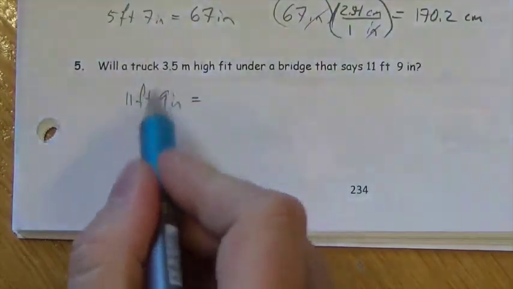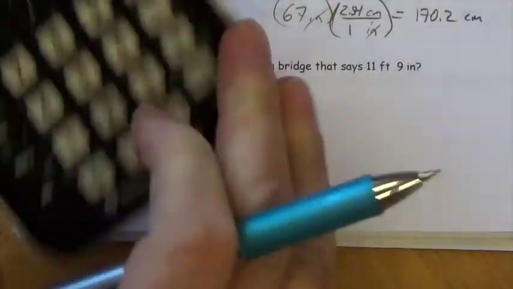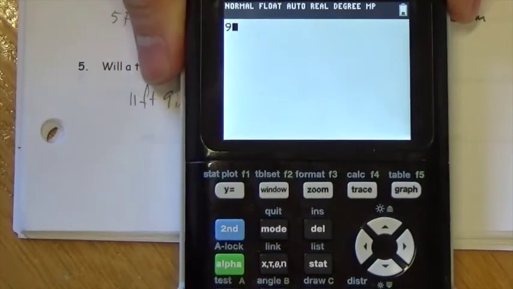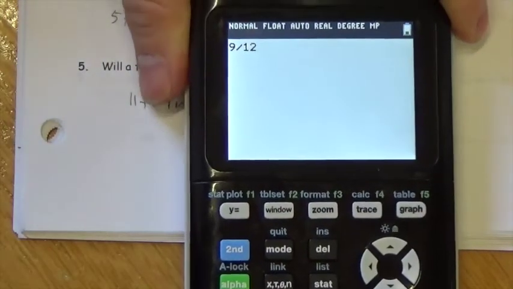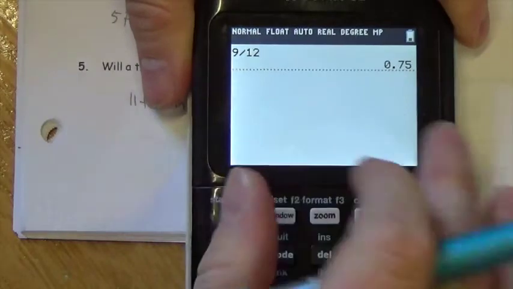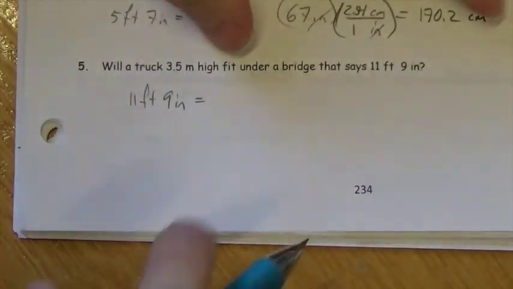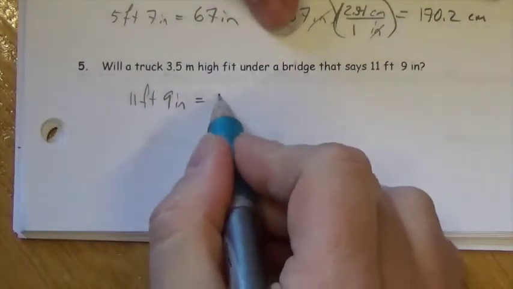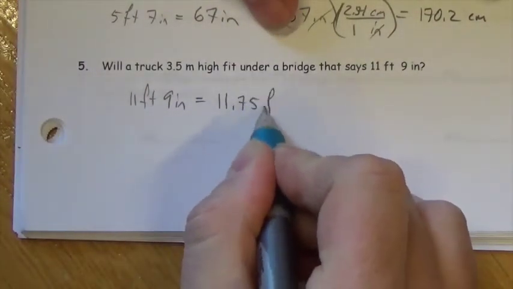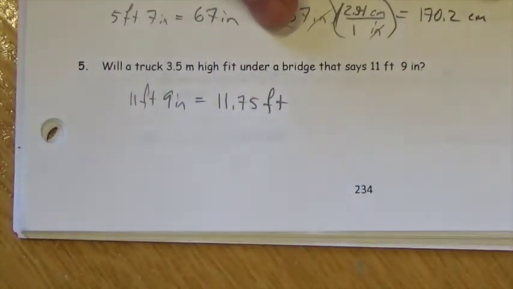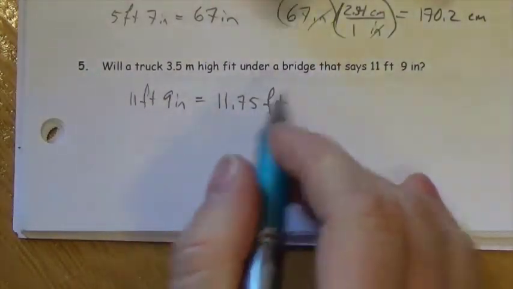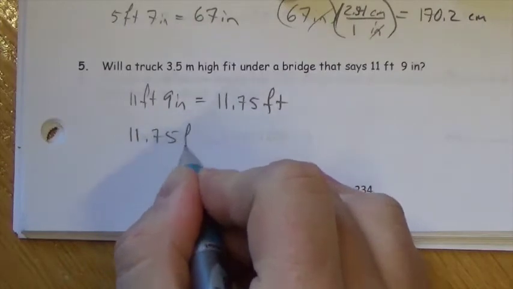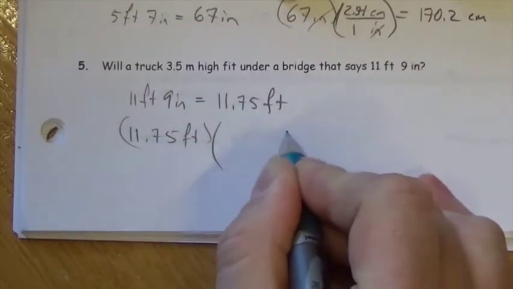First, let's figure out what fraction of a foot is 9 inches. That's 9 divided by 12, which is 0.75. So this little bit left over is just 3/4 of a foot, so this is going to be 11.75 feet. Now I've got this as one unit. Let's convert 11.75 feet into meters.